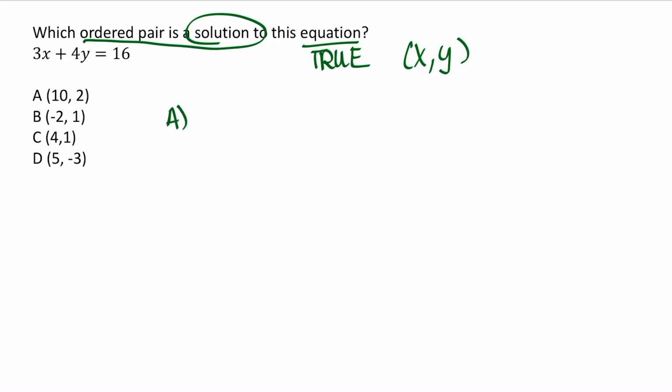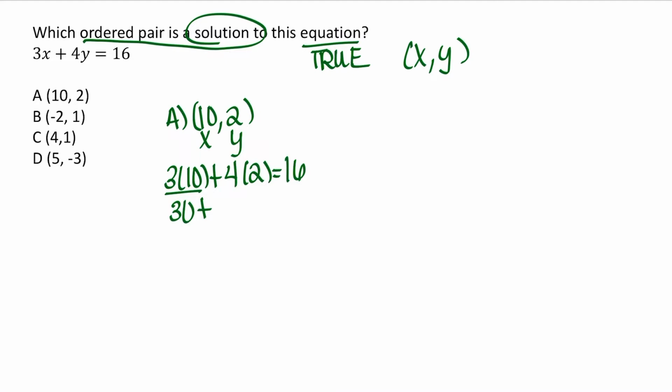So my first point is 10, 2. So 10, 2 tells me that 10 is x and 2 is y. So if I plug into my equation, I get 3 times 10 plus 4 times 2 equals 16. So when we simplify, we get 30 plus 4 times 2, which is 8, equals 16, which says that 38 equals 16, which is false. So that means that this point is not a solution.